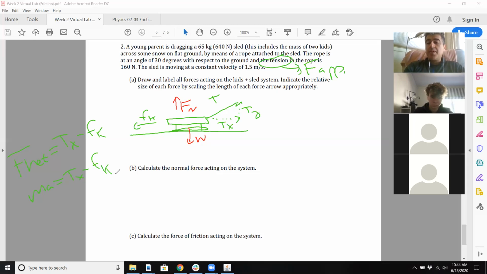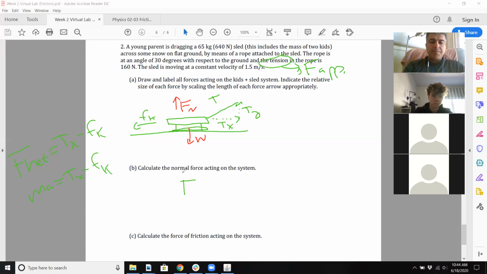Because where's my motion? My motion is horizontal. And what are the horizontal forces? Tx and Fk. Are they opposite directions? Absolutely. Subtract them. Hopefully that clears that up. Fn, of course, is a vertical force, right?